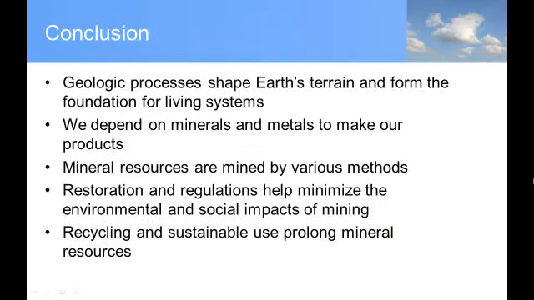And that brings us to the end of chapter 11. So we talked about geologic processes, we talked about mineral resources and mining techniques, we talked about some restoration issues and regulations associated with mining, and we mentioned recycling and sustainable use of mineral resources.